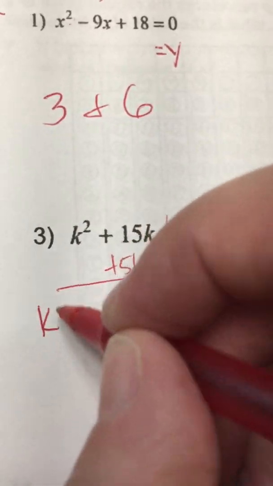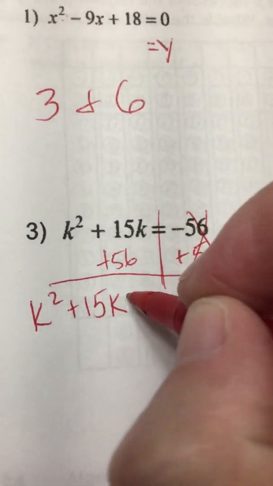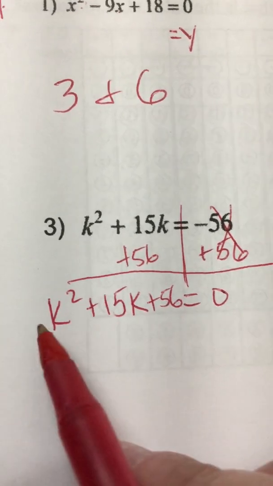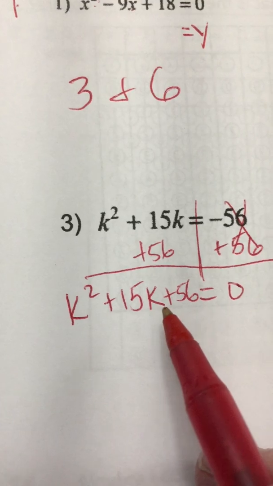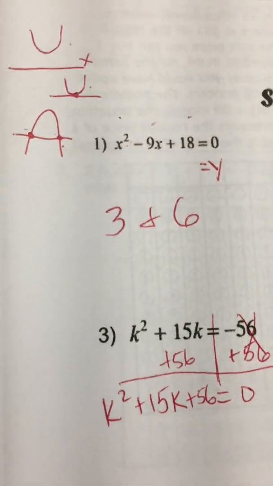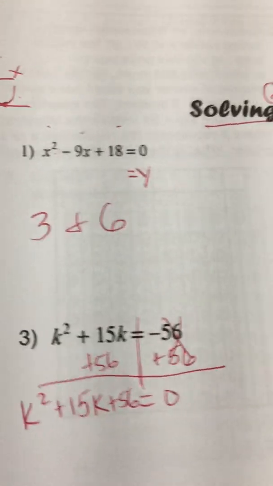I'm just going to rewrite this, k squared plus 15k plus 56. So k squared, k, and then the number. None of those are like terms. I just write them all down. And now I can put this in the calculator using x's instead of k's, and then trace around the parabola and find the two places where it's crossing the x-axis, assuming it's crossing at two places, right? And then write those two numbers down.